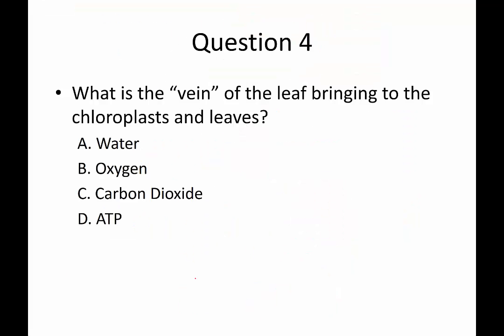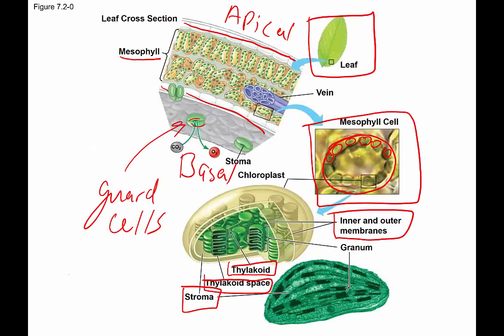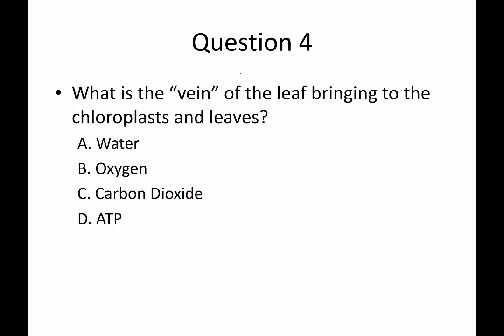So there's one feature I skipped, and I'm going to have a question for you guys that's related to that. So what do you think the vein of the leaf is bringing to the chloroplasts in leaves? So I didn't mention this vein right here, but as you can see, it extends into the cross-section of the leaf, so it's bringing something towards the leaf. So here's question 4 for Blackboard.